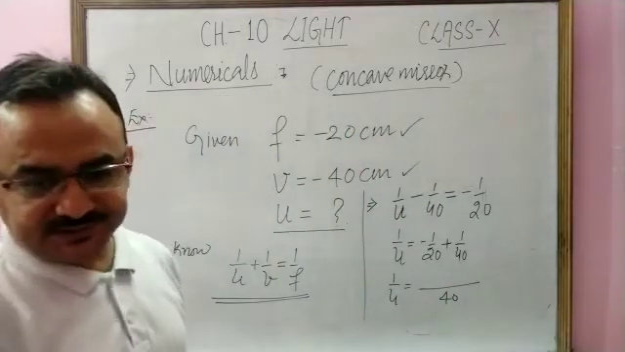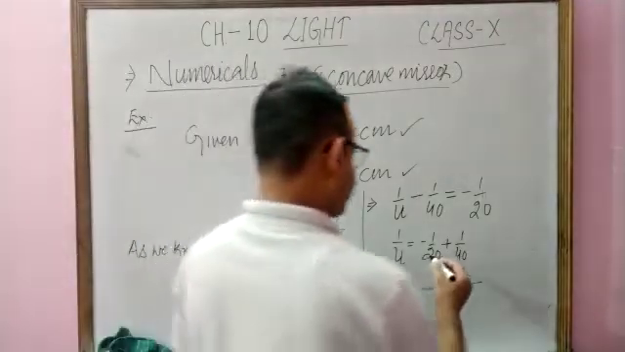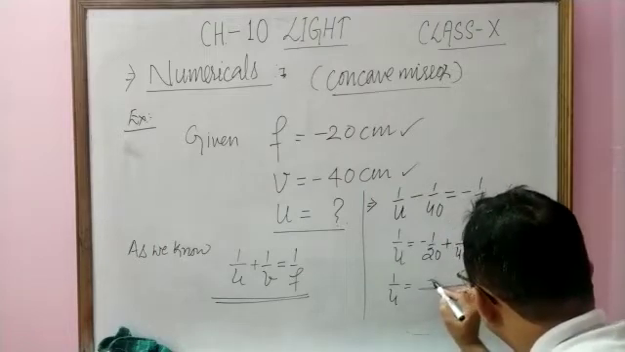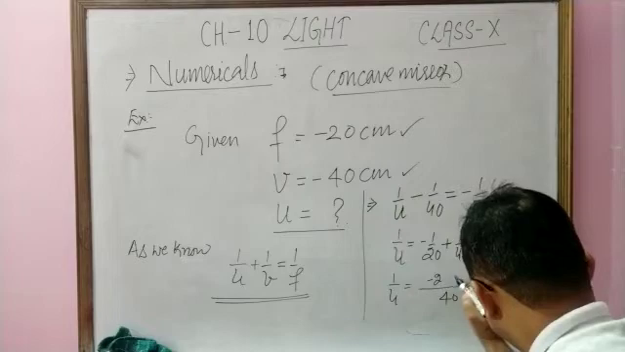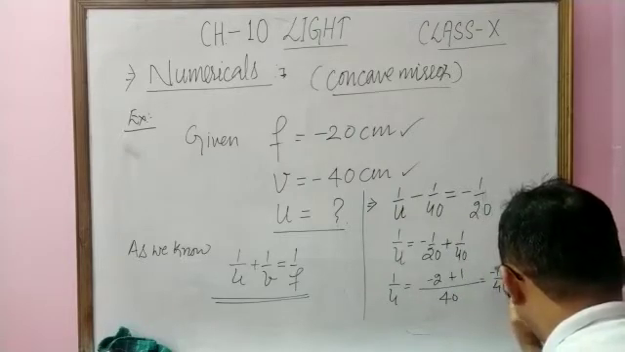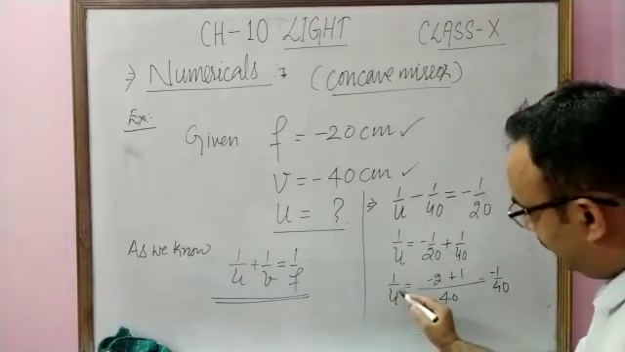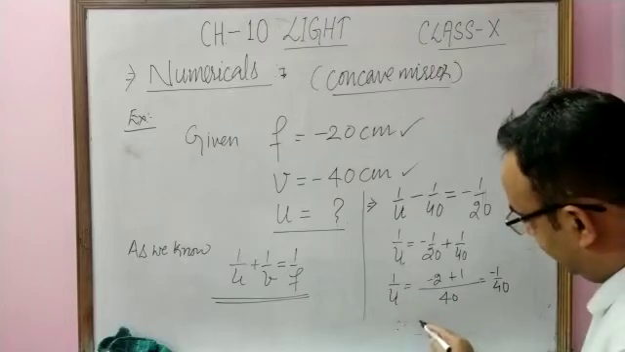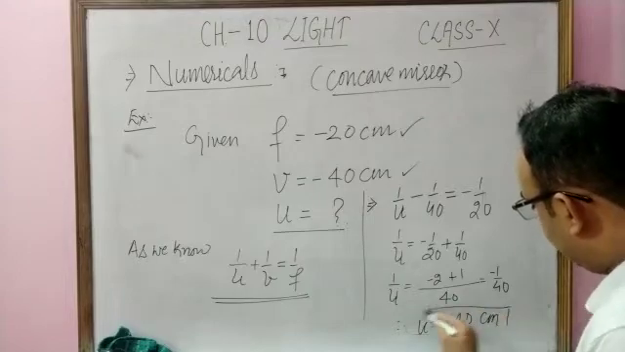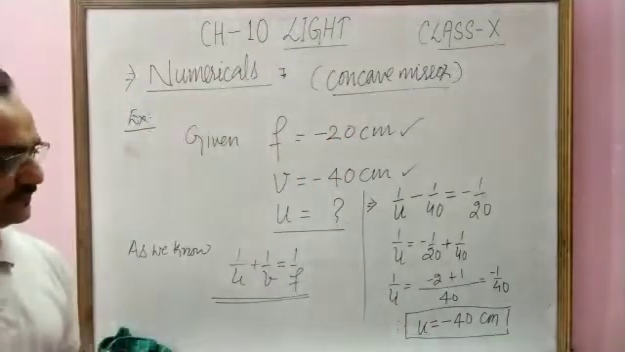For 1 upon U, you will get LCM 40. Then by solving, minus 2 plus 1 is equal to minus 1 upon 40. Minus 1 upon 40 is the value of 1 upon U. Therefore, U will be equal to minus 40 centimeter. Is it clear?